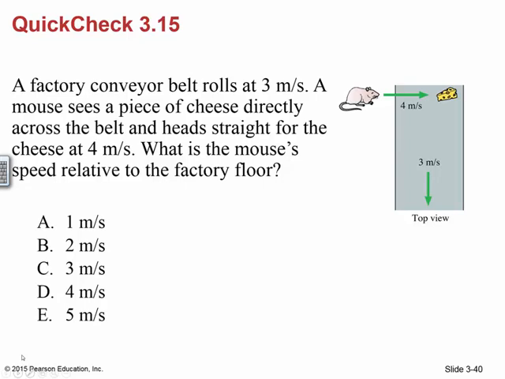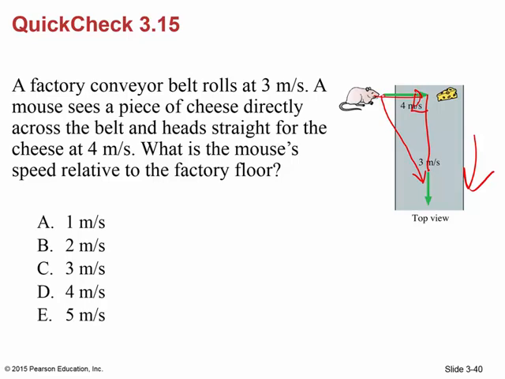Now, what about this situation? What if you have a mouse, and a factory conveyor belt rolls at 3 meters per second, so it's going this way. A mouse sees a piece of cheese directly across the belt and heads straight for the cheese at 4 meters per second. What is the mouse's speed relative to the factory floor? This one's really easy because the belt's moving this way, the mouse is moving this way. That right there is a 90-degree angle, and we want to know the speed in this direction.